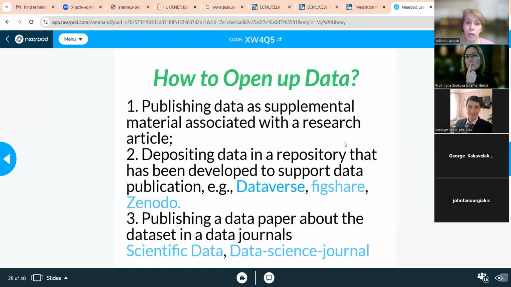Here, how to open up data? What should you do? What are your steps if you are required to open data by editors, by your university, or by grant giving organizations? It is about publishing data as supplemental material. It is not about your text, your paper, but about your data. And first of all, you can look at these repositories.